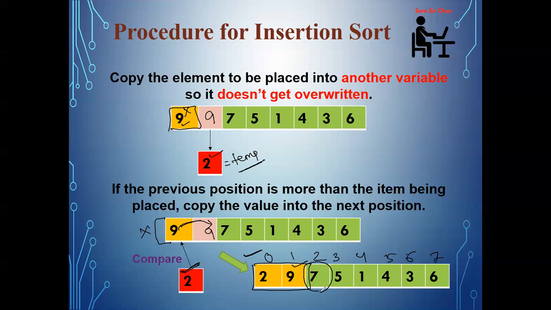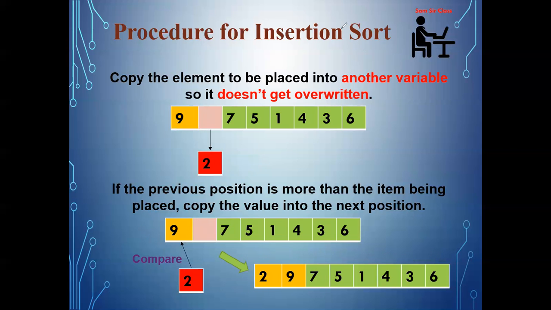Again, we'll start from step number 1. That means I'll start from the first value in the unsorted section. So I'll select 7 and I'll start comparing from the rightmost element of the sorted part. So I'll compare with 9, then I'll compare with 2. So for every element I'll compare till the condition is satisfied. Okay. So how to do that? Let us see.